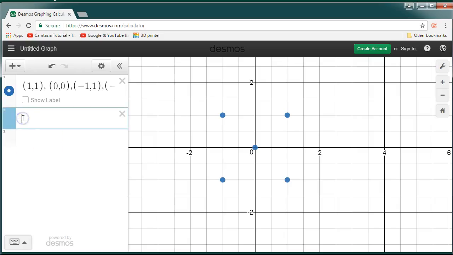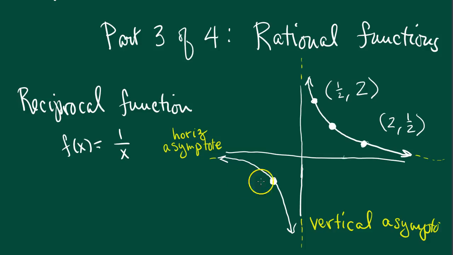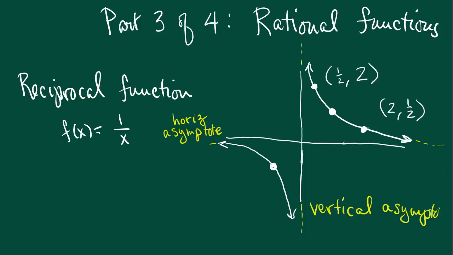Let's look at this in Desmos. There. And so we see it going through those dots at 1, 1 and negative 1, negative 1. Okay, and back to the drawing screen.